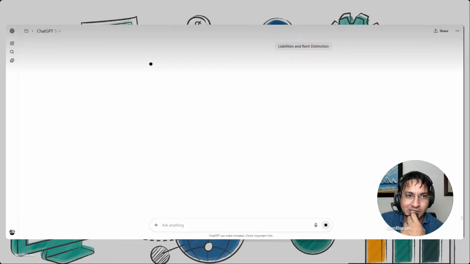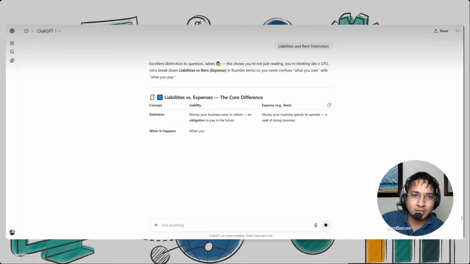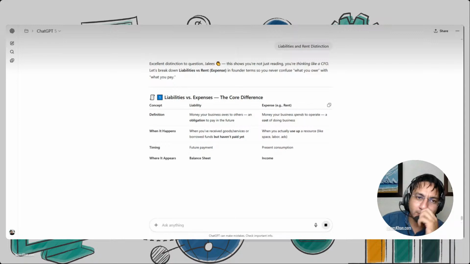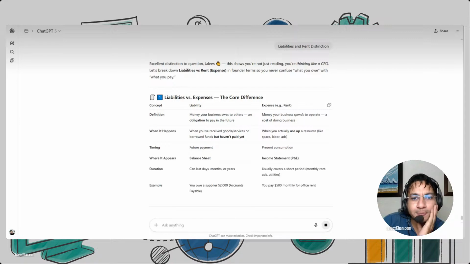So, guys, here we go. Yeah, because I think that liabilities we don't own, rent we also don't own. So, what's the difference between them? The CFO says, okay, let's break it down so you will never confuse what you owe and what you pay: liabilities and expenses.